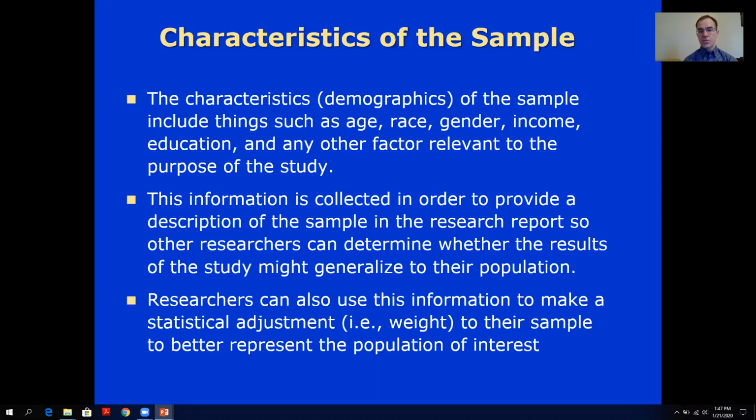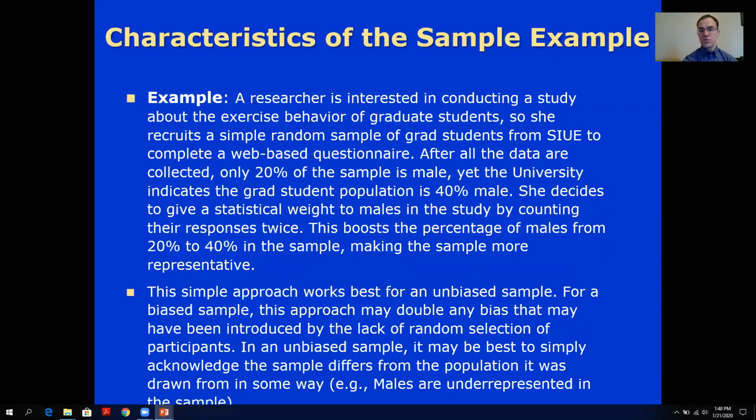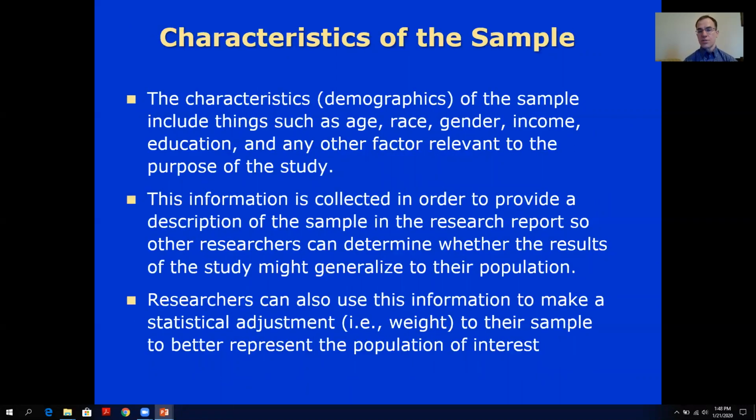Now, researchers can also use this information to make a statistical adjustment, such as weighting. So let's say there might be a particular area of the sample. This weighting might better represent the population of interest. So there are some statistical measures that you can do if you have one particular area that you want to focus your attention on. And let's go on to that example.